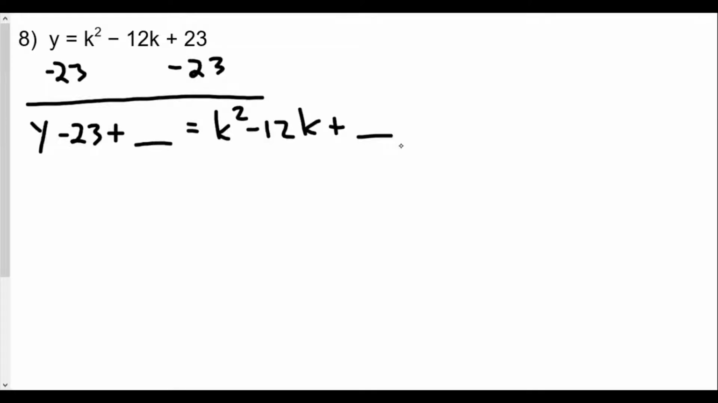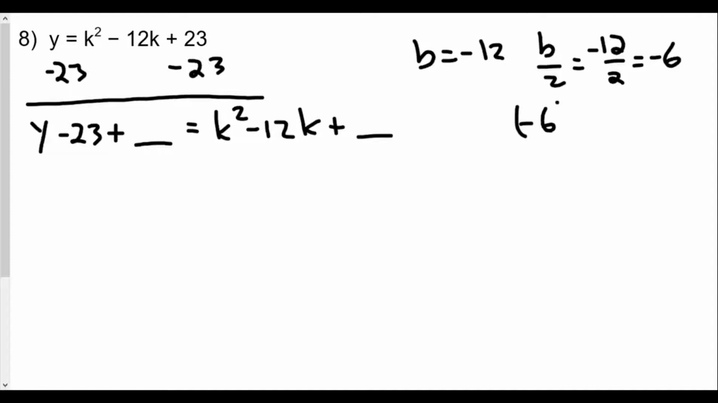Okay? So the only difference is that you have a y there as well too. It's really very much the same thing now. Our b value in this case is negative 12. So taking b over 2 would mean we get negative 12 over 2, which is equal to negative 6. We then take that negative 6 and square it, and we get a positive 36. So we put a 36 in each of the blank spaces, just like we did before, all right?